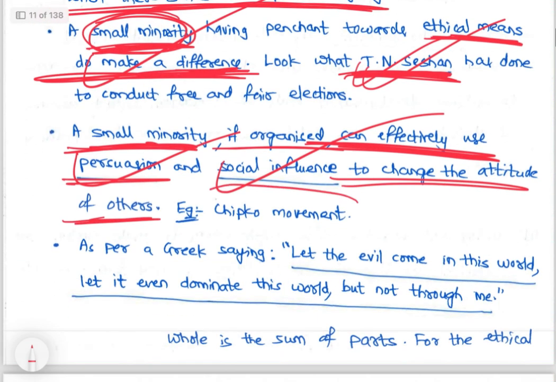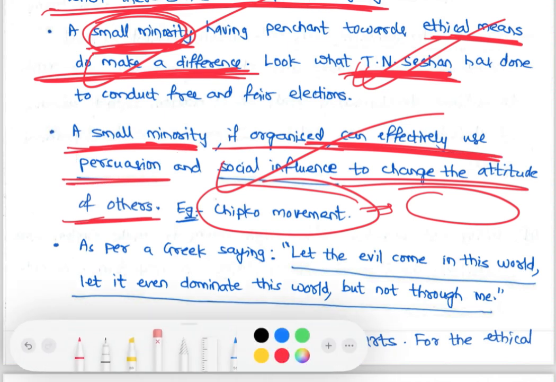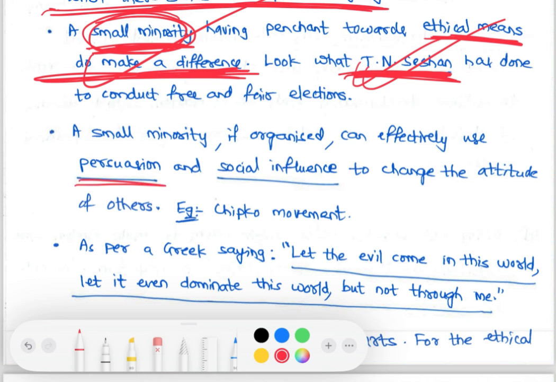See, for example, the Chipko movement, a small minority, right? How they brought environmental ethics to the forefront. So they can effectively use, again, use the terms given in the syllabus in your case studies also: how a small minority can use persuasion and social influence to change the attitude of others, right?